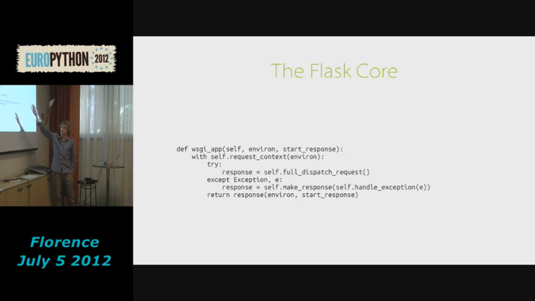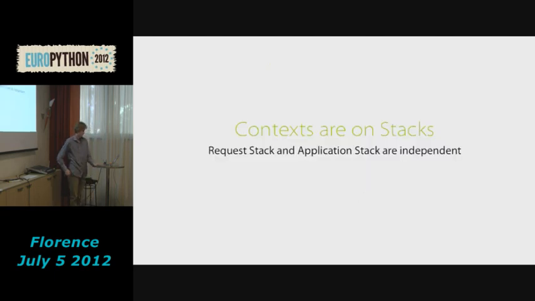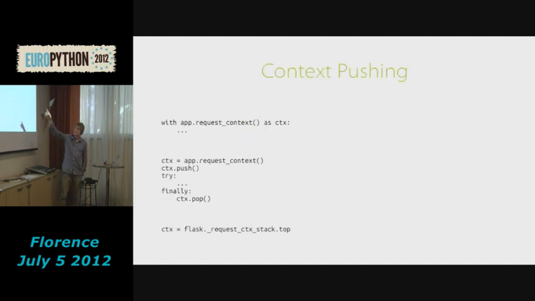So you make a request context and it enters it. Now what's interesting is the request stack and the application stack are independent. So where is the application stack coming from? The application context is basically created if it's not there already. So they're independent, and you basically manage them normally like this. You can either do it with a with statement, or you can make one, push it by hand, and then finally pop it. And what comes back from the with statement is basically this line, flask._request_ctx_stack.top, which looks internal, but it's actually documented.